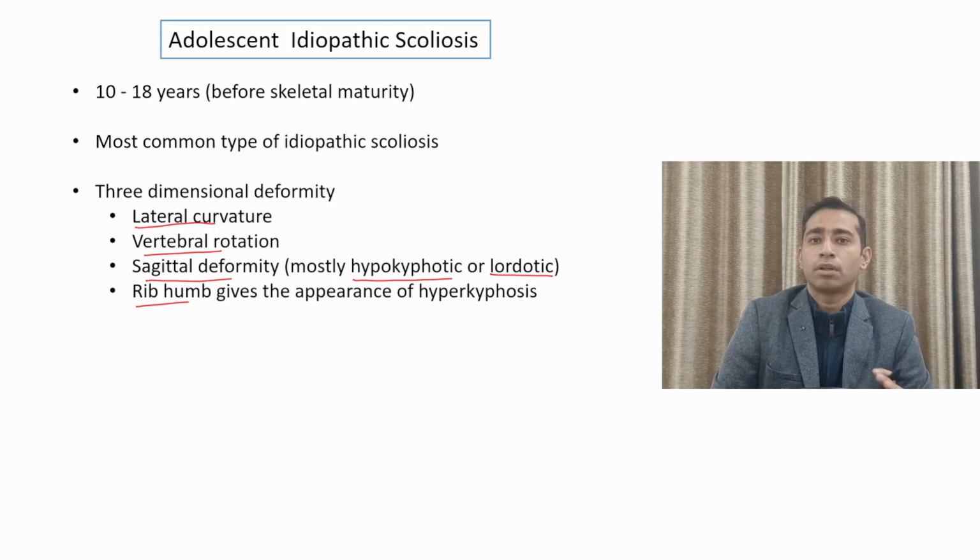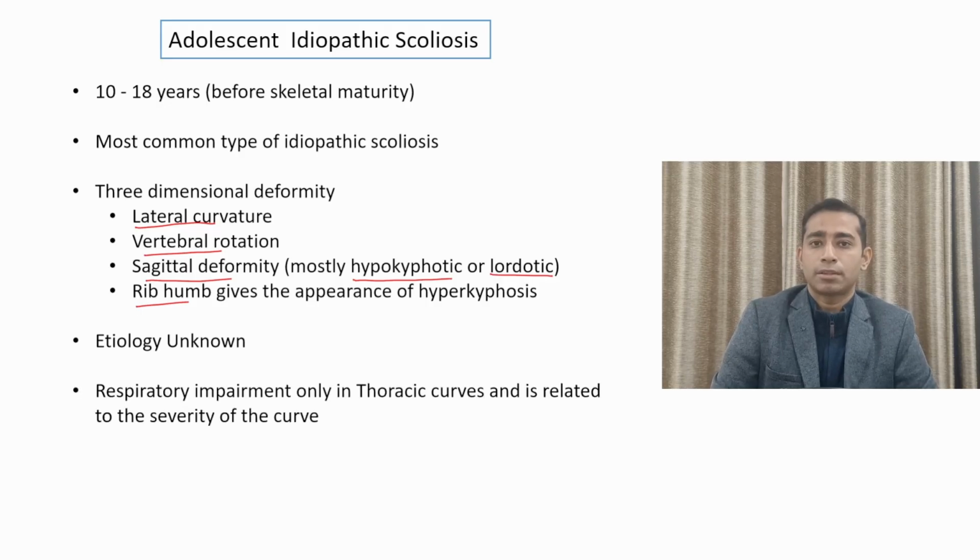are hypokyphotic. The etiology of adolescent idiopathic scoliosis is largely unknown, and the respiratory involvement is much less compared to that in infantile idiopathic scoliosis and juvenile idiopathic scoliosis. When present, respiratory impairment is only seen in thoracic curve and is related to the severity of the curve.